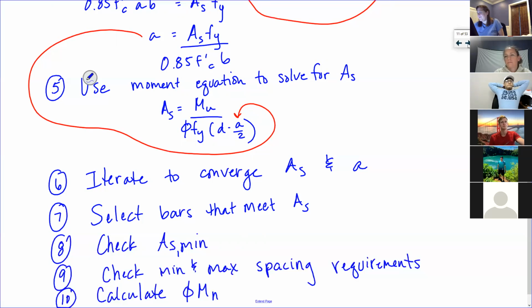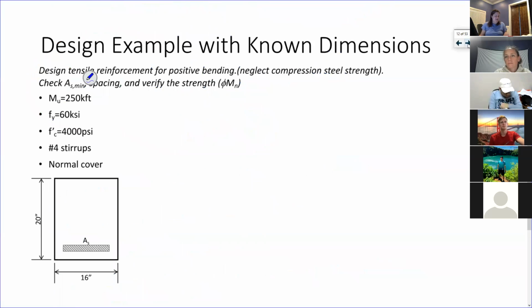Okay, so let's do an example. It's a lot of writing, but it's not as much work. So here we need 250 kip feet, 60 ksi steel, 4,000 psi concrete. We're gonna assume number 4 stirrups and normal cover, which is 1.5 inches. We're gonna design the tensile steel for this rectangular section.